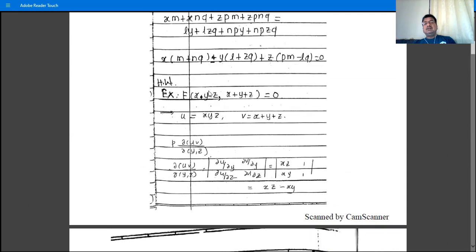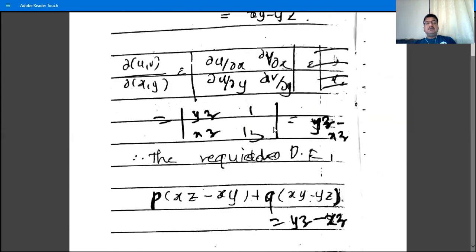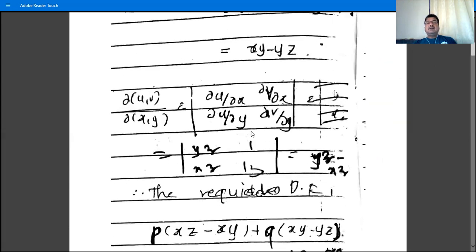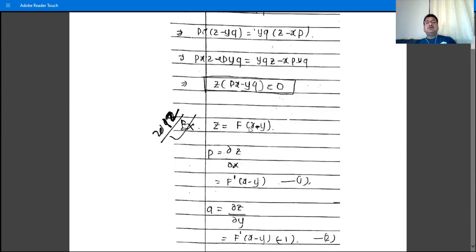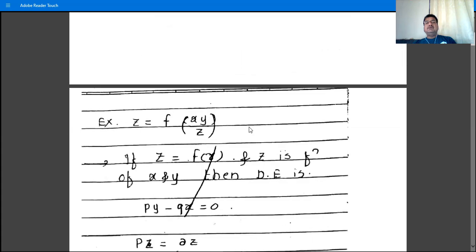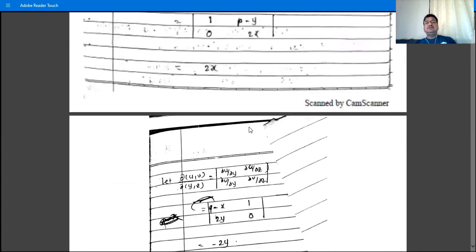So denote x into y into z as u, and x plus y plus z as v. Then the formula to determine the solution is this. If the problem is of the type f of u, v equal to 0, then the corresponding partial differential equation is p ∂(u,v)/∂(y,z) plus q ∂(u,v)/∂(z,x) is equal to ∂(u,v)/∂(x,y).